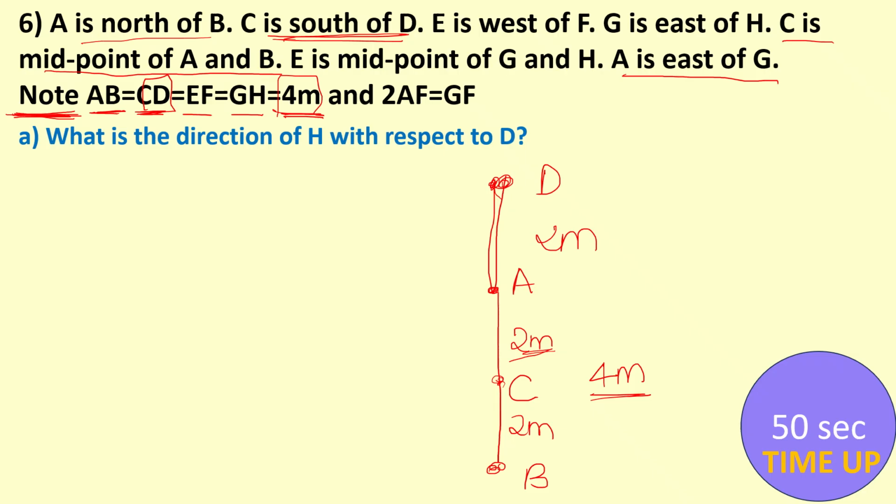Okay. Next, E is west of F. G is east of H. Okay, so EF distance will be again 4 meter. GH will also be 4 meter. Correct?